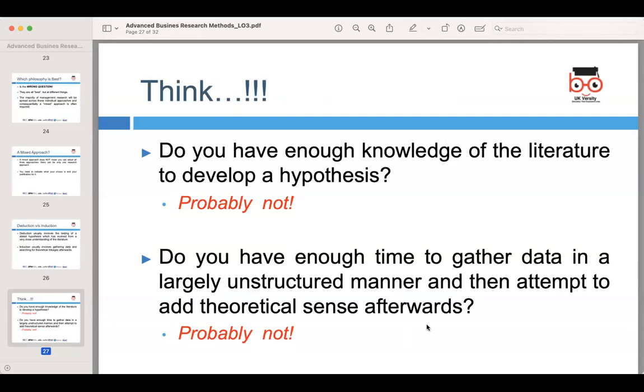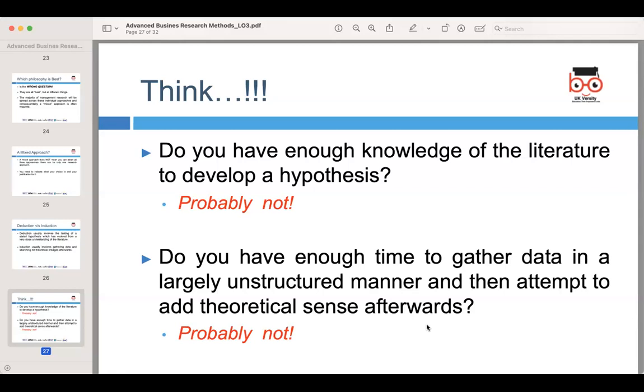When it comes to developing a hypothesis, it is essential to have a solid understanding of the existing literature on the subject. As an intermediate level student, it is likely that you may not possess the necessary depth of knowledge to formulate a hypothesis confidently. Developing a hypothesis requires a comprehensive review of the relevant research, which may be better suited for experts or those with extensive knowledge in the field.